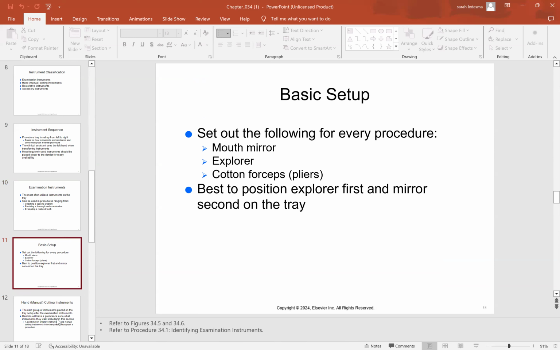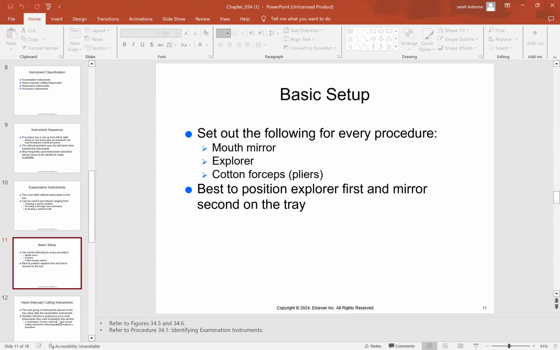We talk about our basic setup in this chapter. So with every procedure and every tray setup, you're going to see your basic setup. This consists of your mouth mirror, your explorer, and your cotton forceps or pliers. Remember, your mouth mirror is used to retract, to light up the oral cavity, and also for indirect vision. Our explorer is going to be used to detect caries or any abnormalities. And then we use our cotton forceps for a variety of things, but mainly to transport in and out of the oral cavity.